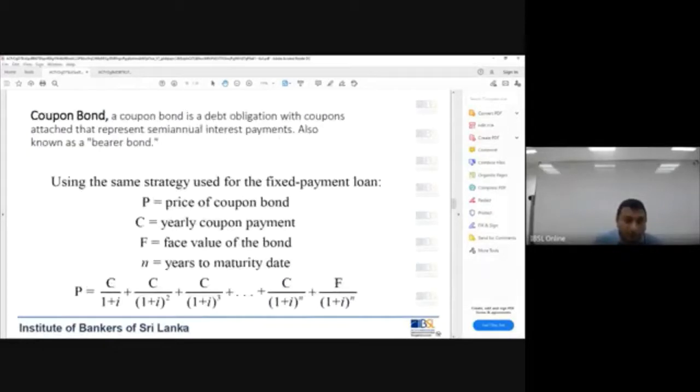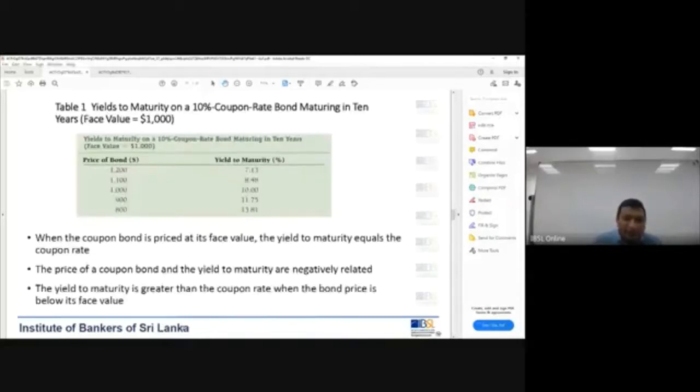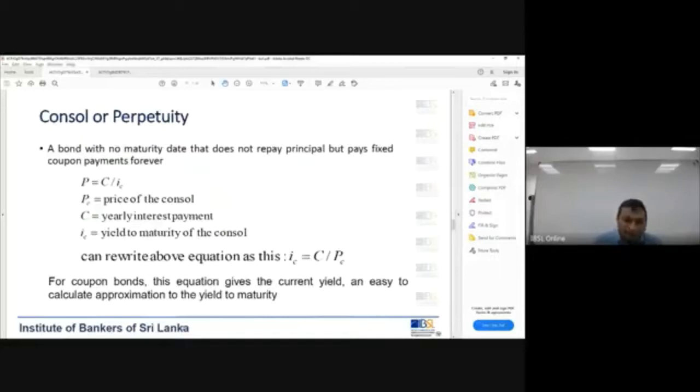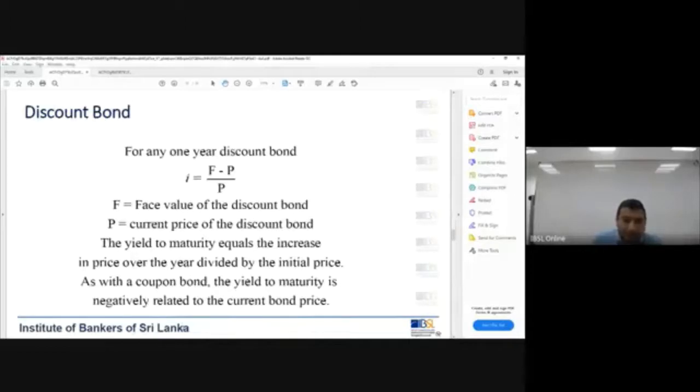Okay. And then you looked at the embedded features of coupon bonds. And from a coupon bond, you can always see the current yield also being looked at. It is very simple: C over P. Okay, coupon over price is the current yield that you will be looking at.